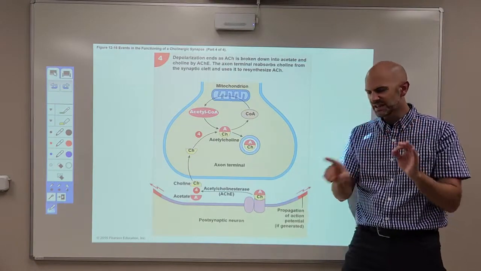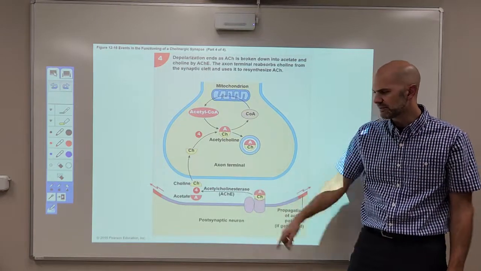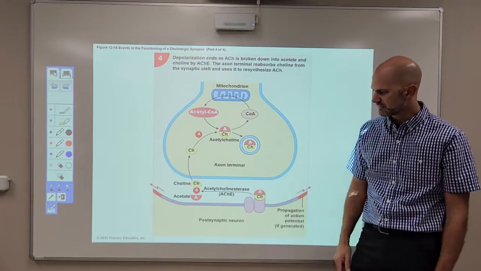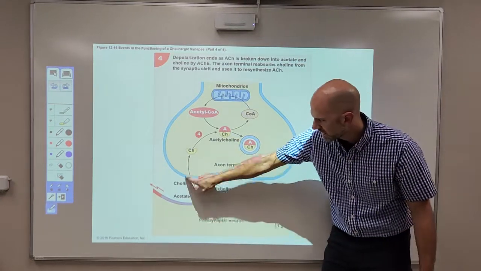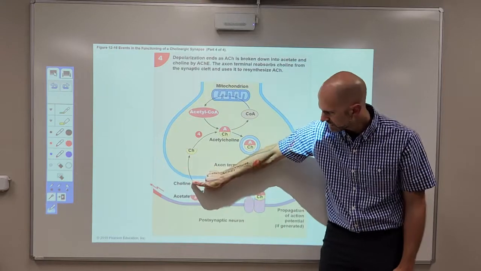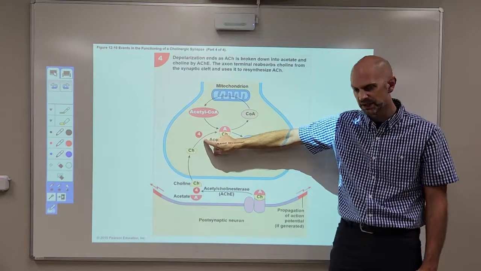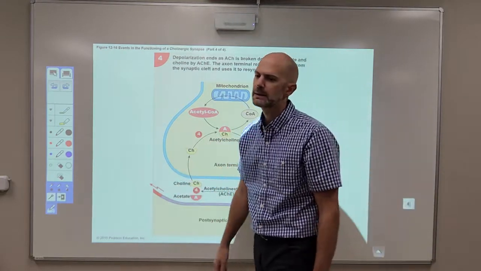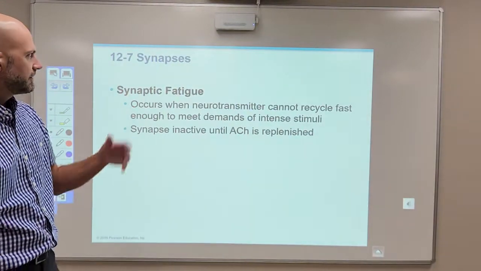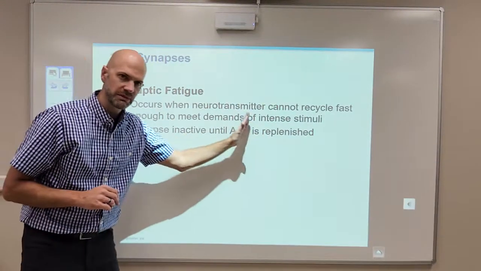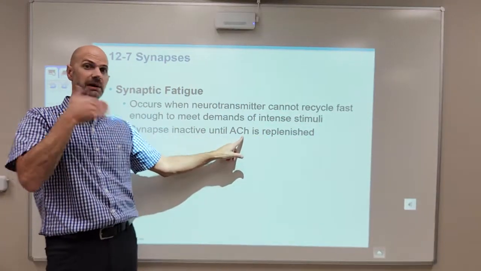So certain drugs act at the synapse to shorten or lengthen the activity of neurotransmitters in the cleft. Sometimes by blocking receptors, sometimes by blocking the reuptake receptors. There's actually a receptor here that brings this molecule back up into the presynaptic membrane. We can block that if we want to. There are different mechanisms. Synaptic fatigue can occur when there's so much stimulation that acetylcholine can't get recycled fast enough to keep up with the demand.